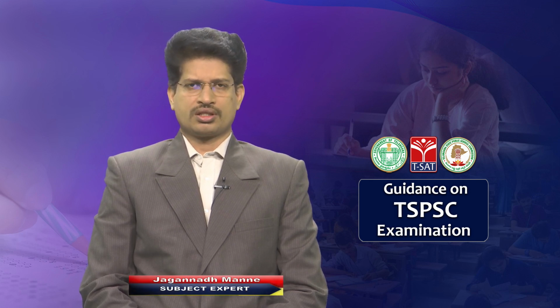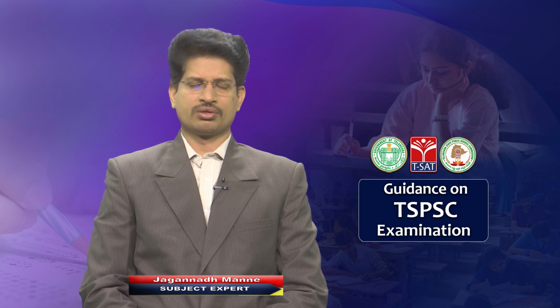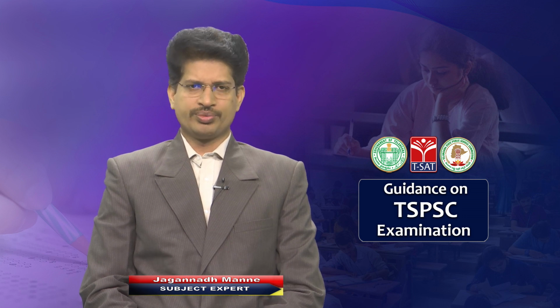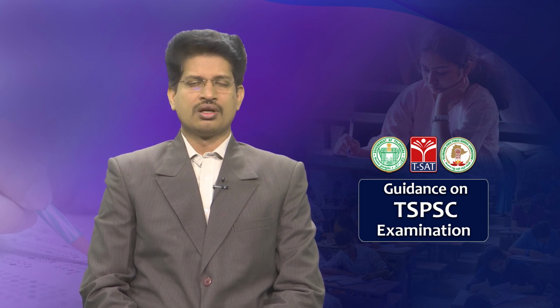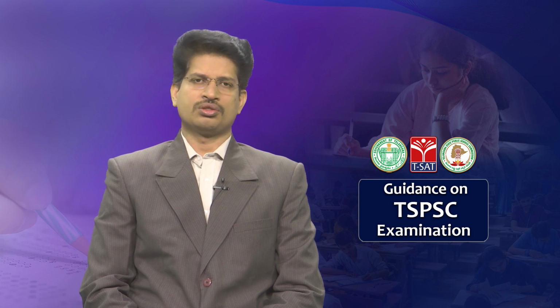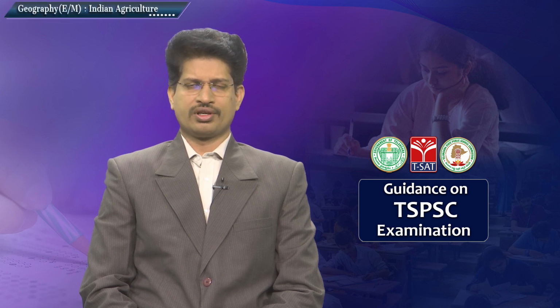So here in this context, why is this part of economic geography known as agricultural geography, or why is agriculture made part of geography? The reason is that agriculture is influenced by certain geographical factors. So, what are the geographical factors which influence agriculture? Geographical factors like the types of soil, the climatic condition, and topographical features influence agriculture.